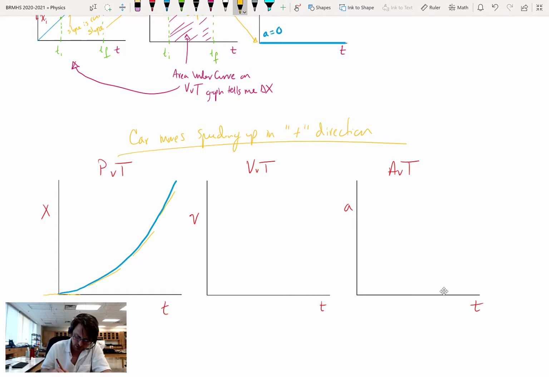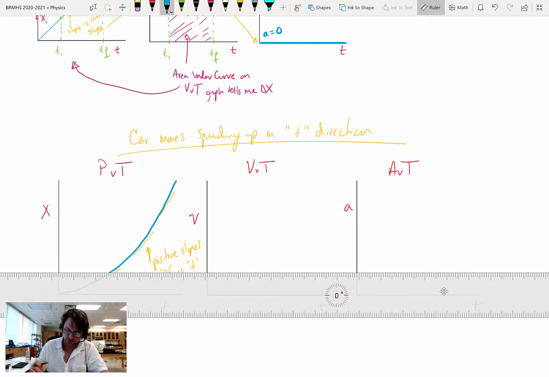Notice also my slopes here are positive. These are positive slopes, so that tells me that the velocity is positive. So velocity is always positive here. That's important. The steepness tells me the magnitude of the velocity, how fast, and then the positive or negative sign of the slope tells me what direction the car or object is traveling.